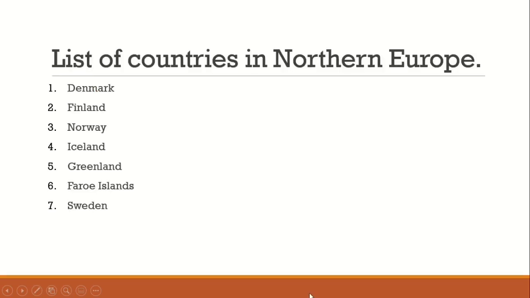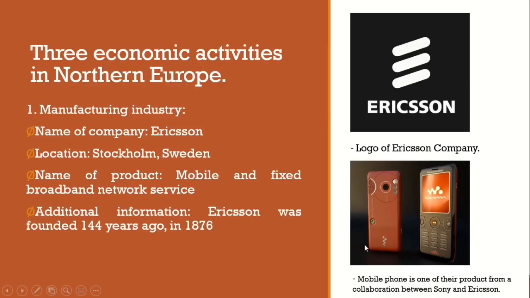So this is the list of countries in Northern Europe. We have Denmark, Finland, Norway, Iceland, Greenland, Faroe Islands, and Sweden. So these seven are the countries in Northern Europe. Furthermore, I will explain about the economic activities in Northern Europe.